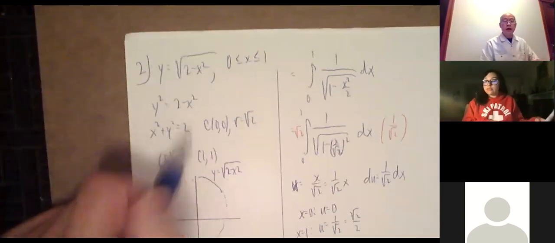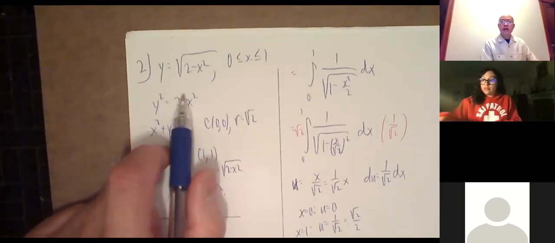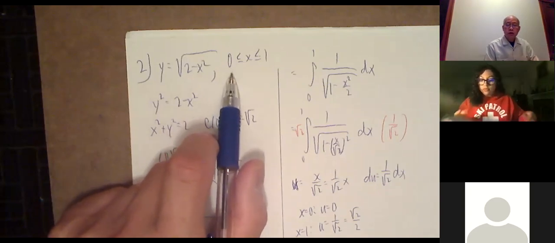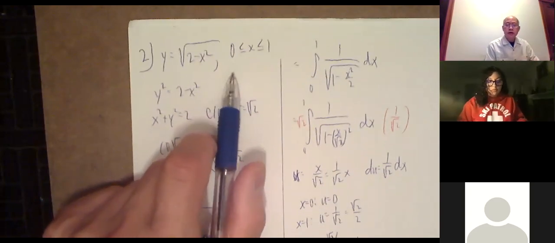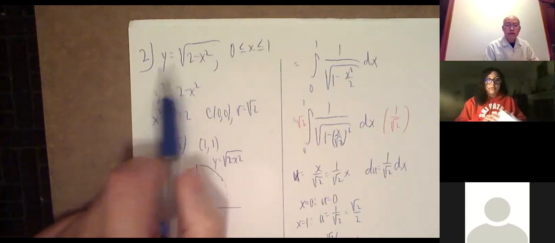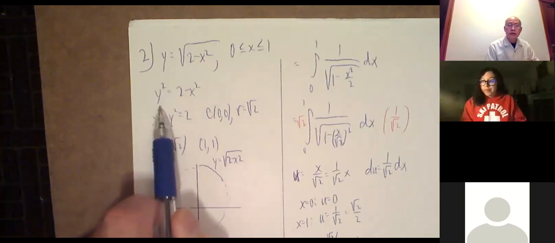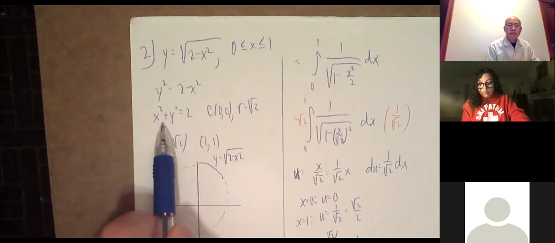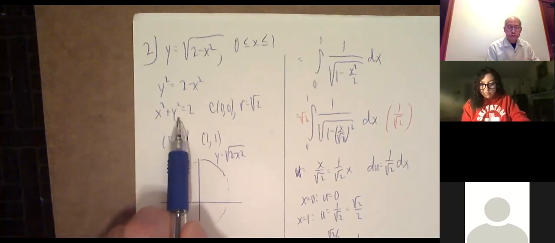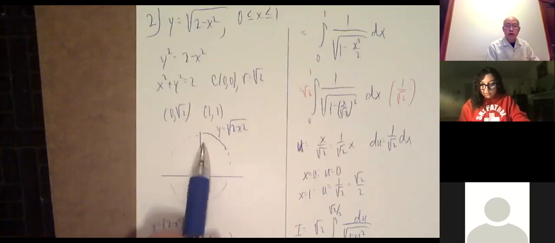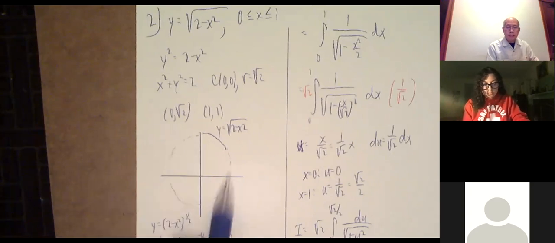All right, so let me show you what we have. y equals the square root of 2 minus x squared, x between 0 and 1. First I want you to notice this. What they're saying is show that it's part of a circle. If you square both sides and move the x squared over, x squared plus y squared equals 2. That's the equation of a circle with center at the origin, 0, 0, and radius the square root of 2. So it looks something like this.